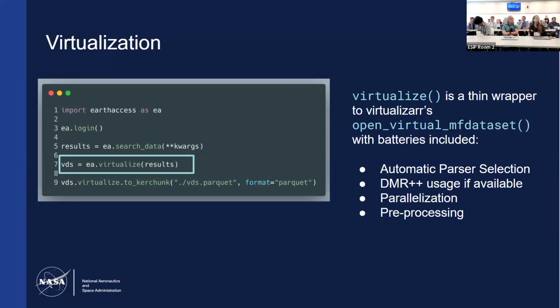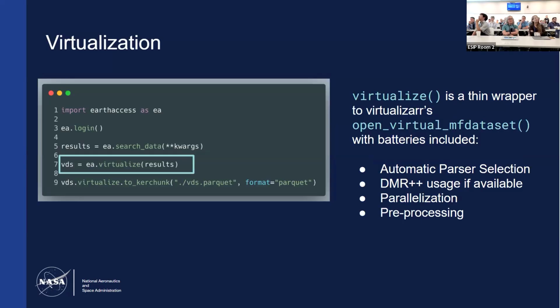So that is the thin wrapper on VirtualiZarr's open_virtual_mfdataset. I think virtualize sounds better too. And we have some tricks under the hood. One of the cool tricks here is that NASA already parsed some of those datasets, so we have some of that metadata in the form of another format called DMR++.